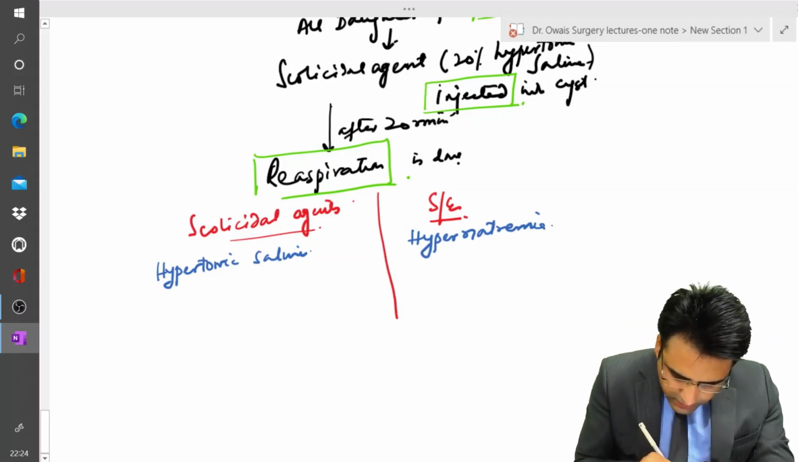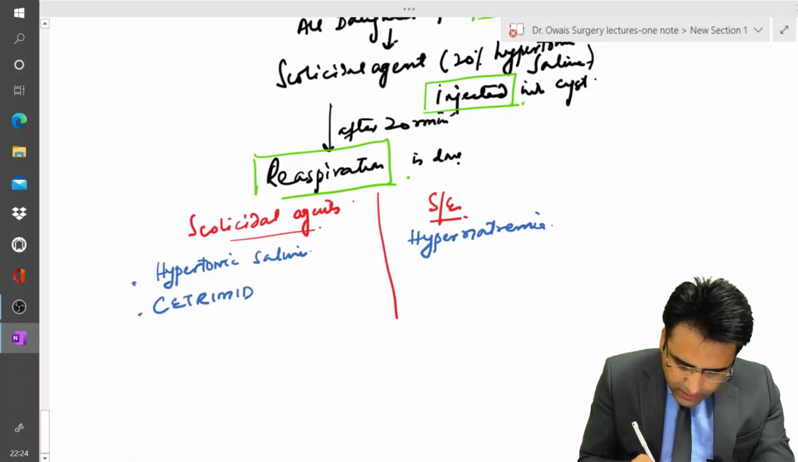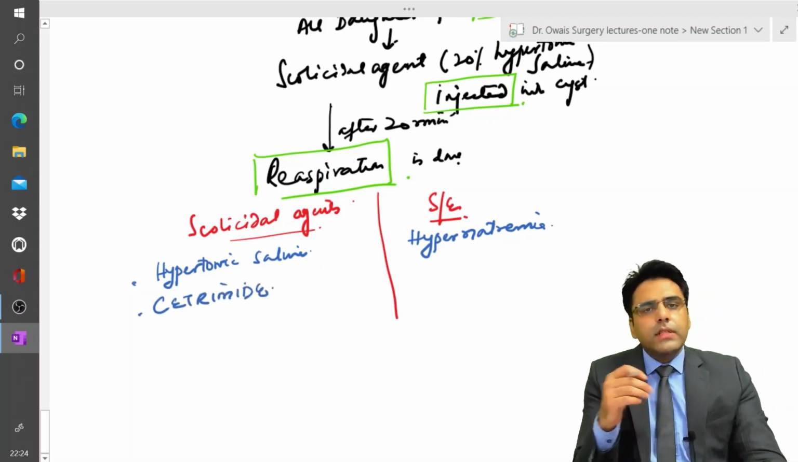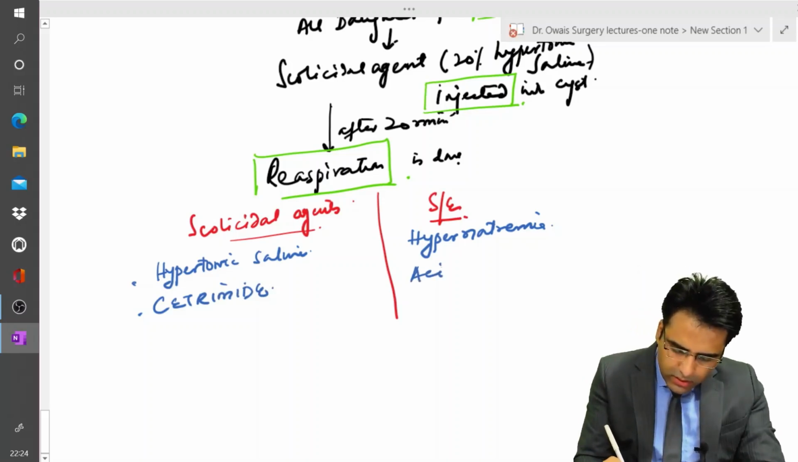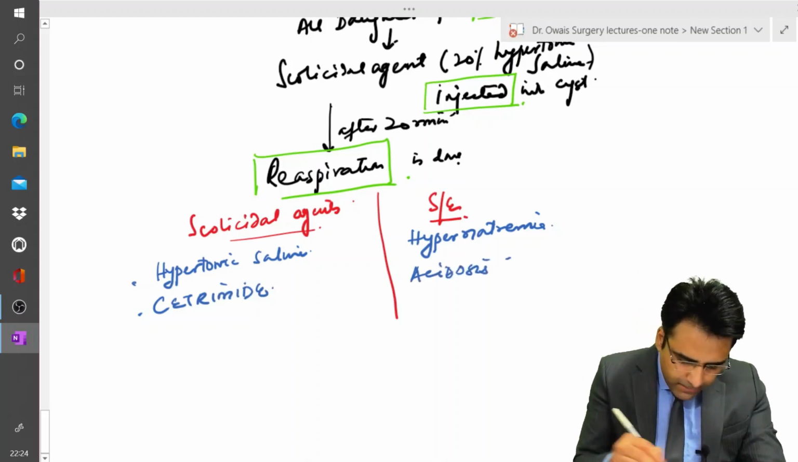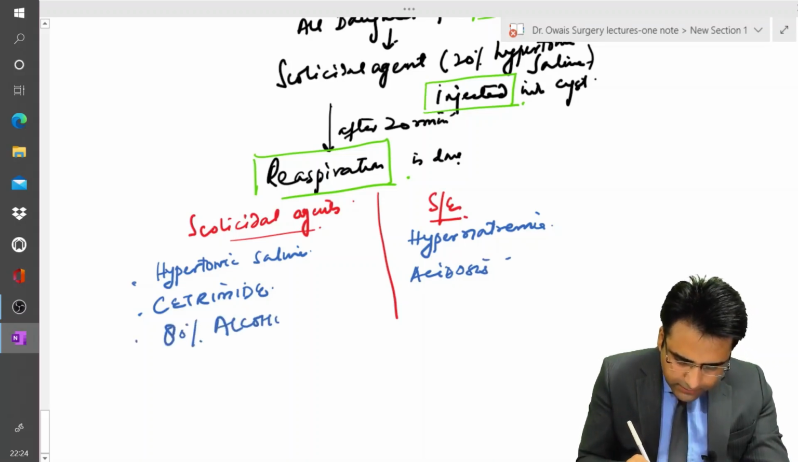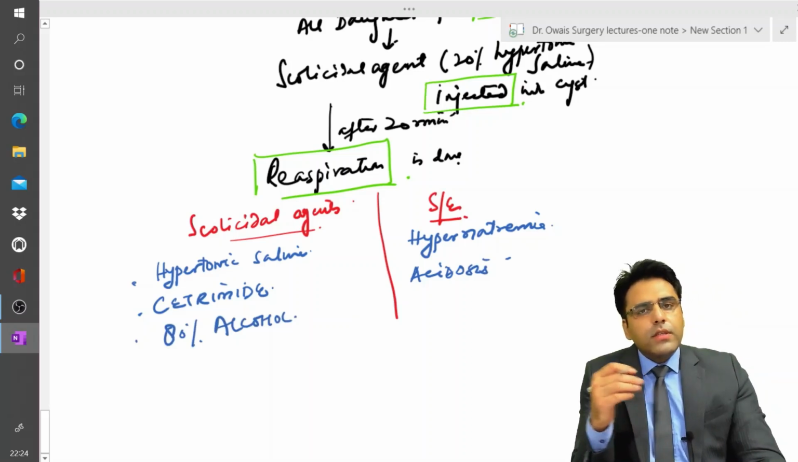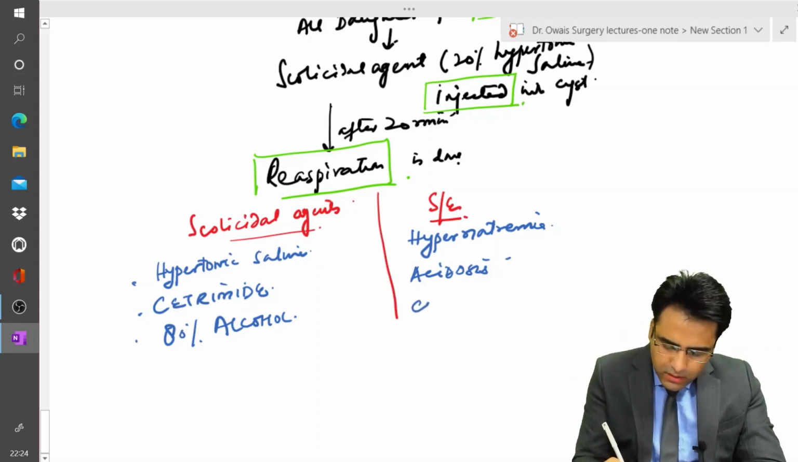After that, we can use cetrimide. What is the side effect of cetrimide? It can cause acidosis. After that, we can use 80% alcohol. It has been seen that it causes cholangitis in the majority of the patients. So it can cause cholangitis.